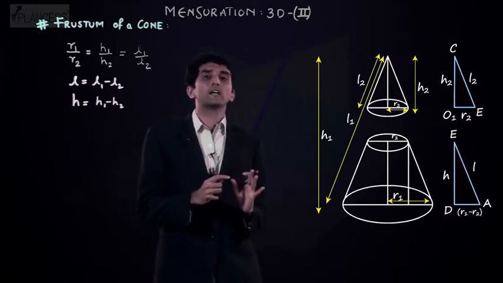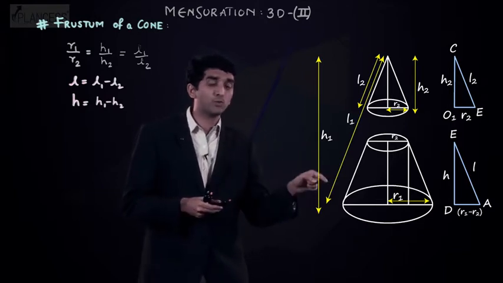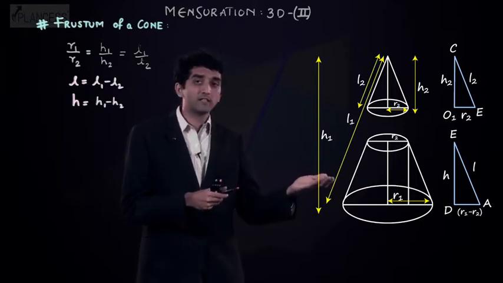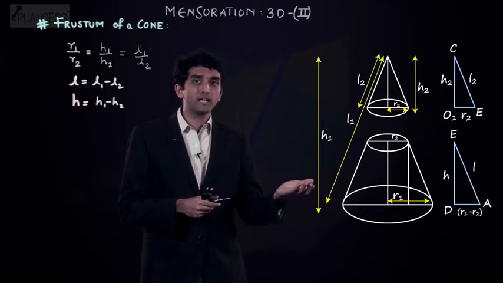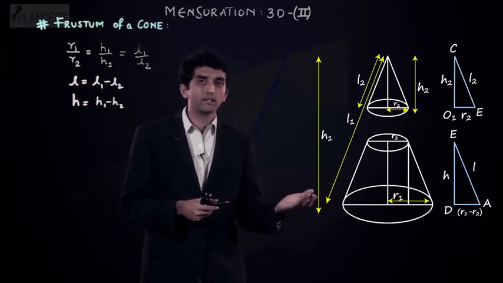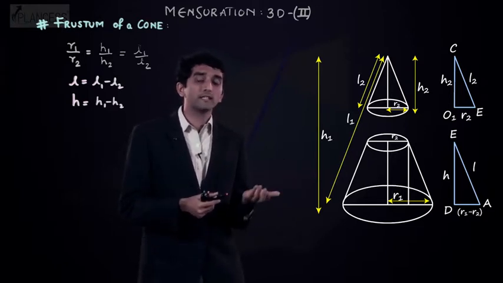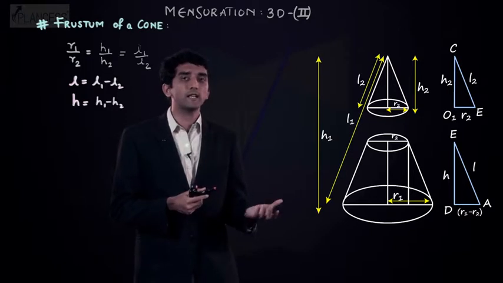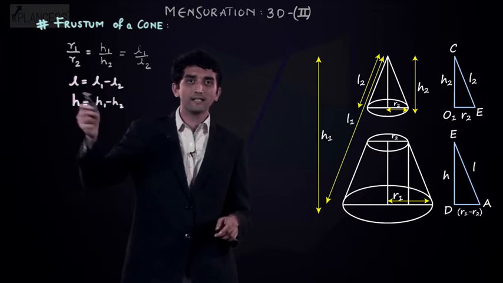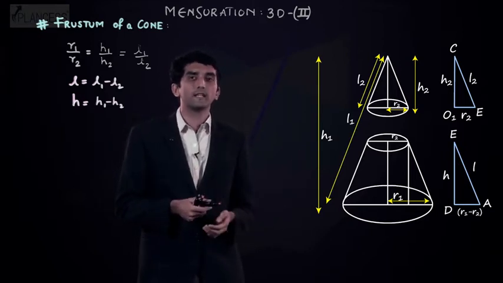These are the things about the frustum which will generally be given to us in the problem, and that is what the formula has. The volume of a frustum is 1 by 3 pi times H times R1 square plus R2 square plus R1 R2, where H is the vertical height, R1 is the bottom base radius, and R2 is the top base radius. Likewise, the curved surface area is pi times L times R1 plus R2, where L is the slant height of the frustum, and R1 and R2 are the bottom and top radii respectively.